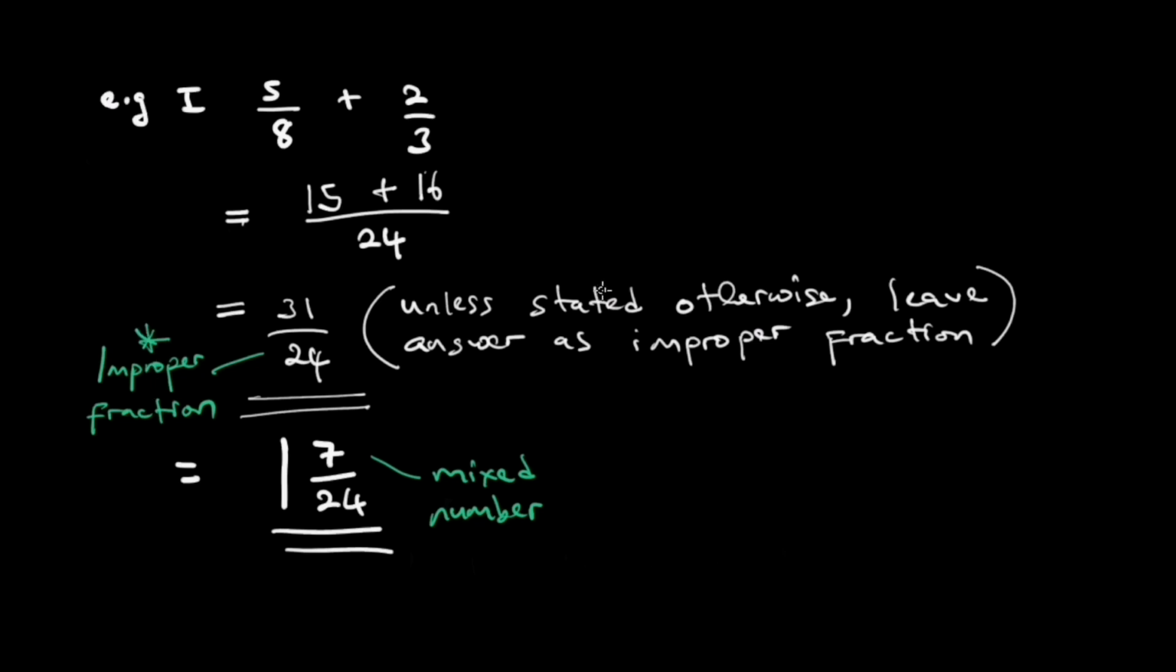Umwe angabvunza kuti how do they state? Maitiro avanoita ndeyekuti dzimwe nguva vanotokunyorera pachena kuti leave your answer as a mixed number kana kuti leave your answer as an improper fraction. Asi kana vasina kunyora kudaro, ukatarisa paquestion pako, ukaona paquestion pako paine mixed number, you have to leave your answer as a mixed number.